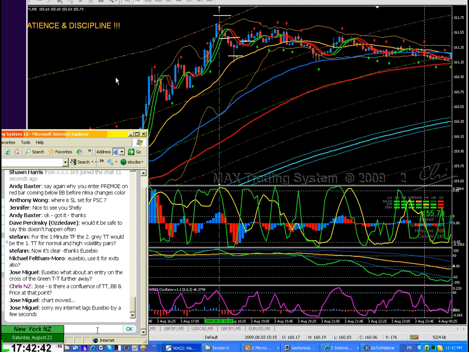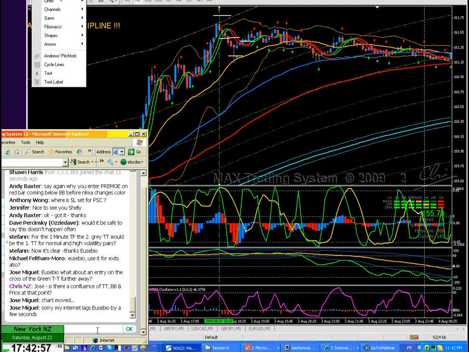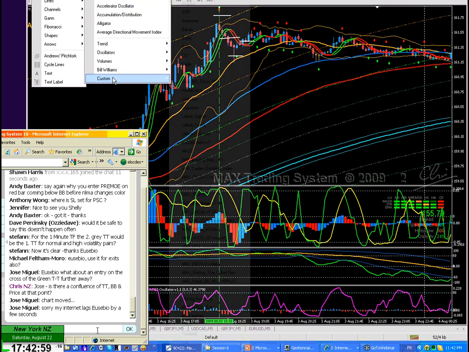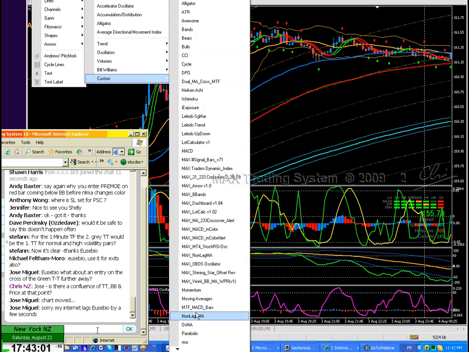Okay? Now, to help you still better with the Primo, we will add another indicator, which is the TATM, the Trend Automatic Teller Machine. Insert indicator, custom, max TATM. It is this one.